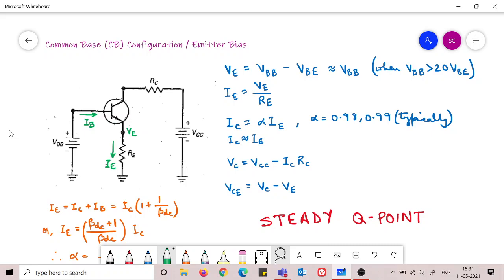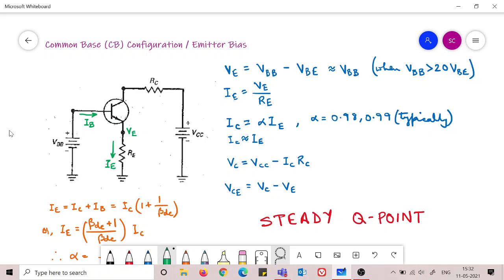Now we know that in a transistor, IB is the smallest current, and IB plus IC is IE. We use KCL here. Since IB is very small, we can neglect that and IC is almost equal to IE. There is also a parameter called alpha which relates IC to IE, and this is also given by the manufacturer. If you are able to find out IE, you can simply multiply with alpha and get IC.